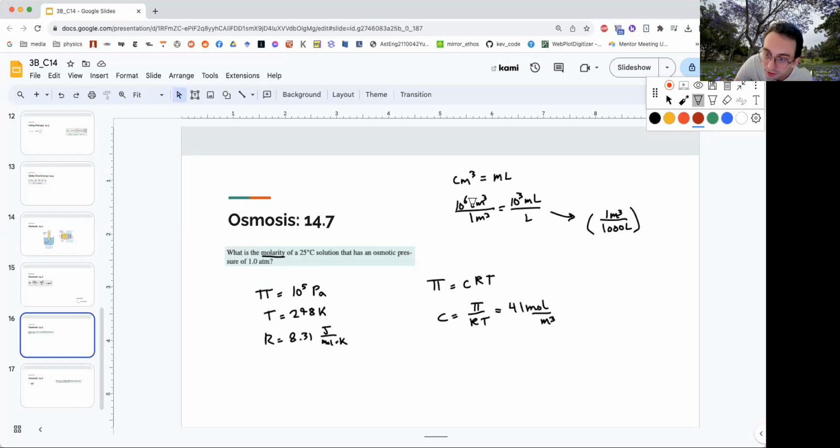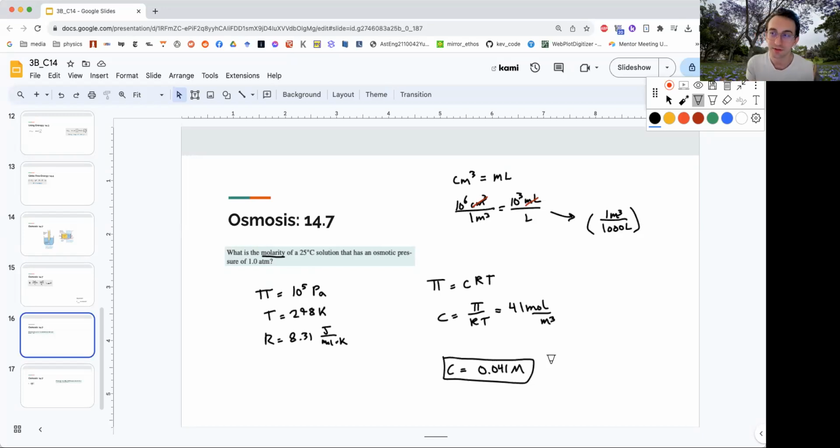Right, just to clarify that, we can cancel this and this since those are equal. So at the end of the day, we're just going to divide by 1,000. And so we get our molarity is 0.041 molar. So if you're someone who has some experience in a chemistry lab, you probably recognize that that's a very dilute solution. And we also never talked about what it's a solution of.